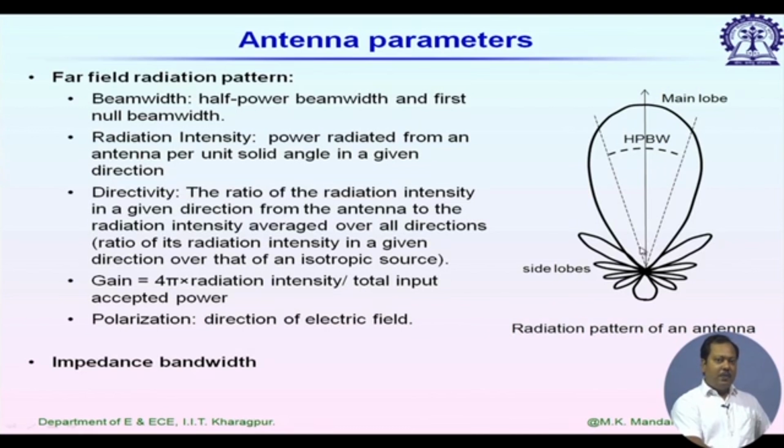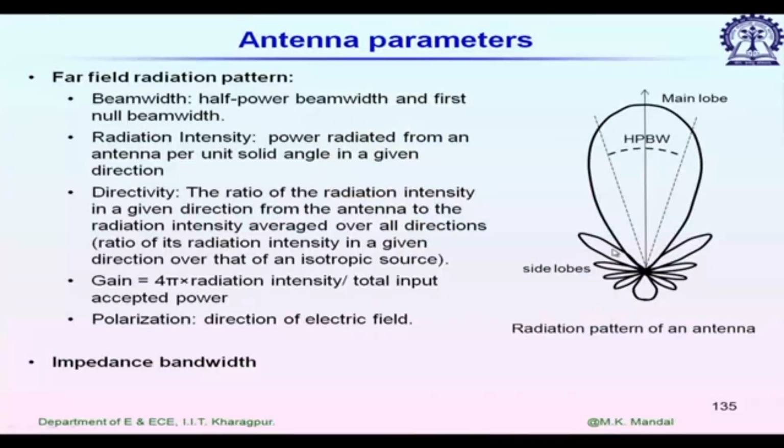Next, another important parameter is radiation intensity. So, how do we define it? Power radiated from an antenna per unit solid angle in a given direction. So, in my desired direction, obviously radiation intensity will be higher. In other directions, radiation intensity should be as small as possible.